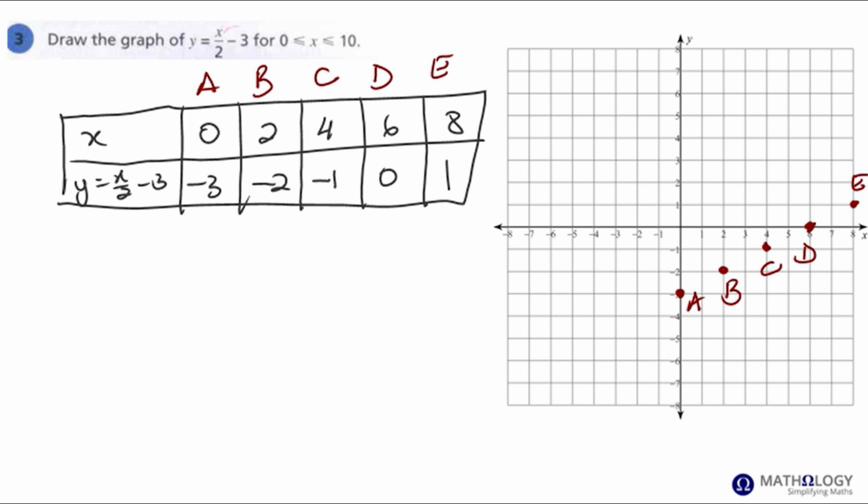Now we just take a ruler and draw a straight line through those points. And we extend this line as far as possible, remembering to put the arrowhead at the end of the line segment to indicate that the line continues indefinitely to the left and to the right.